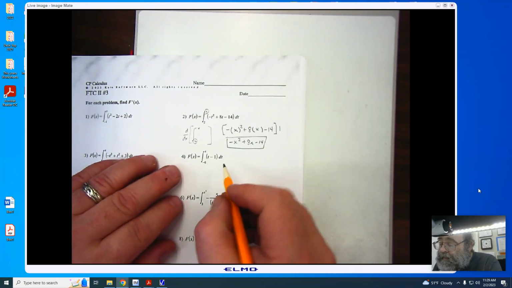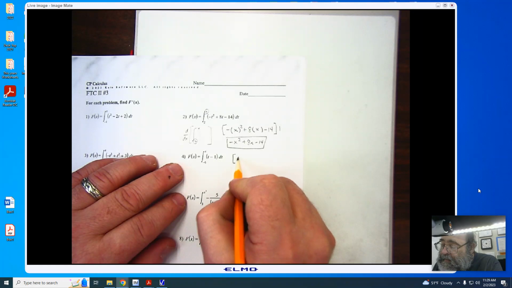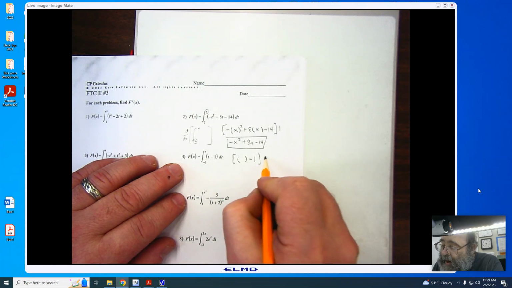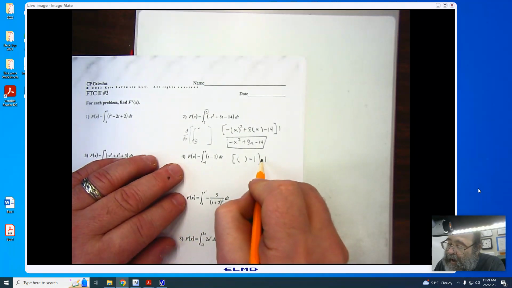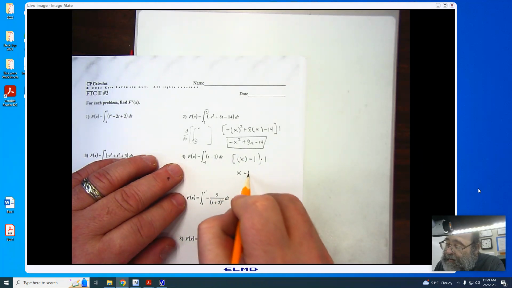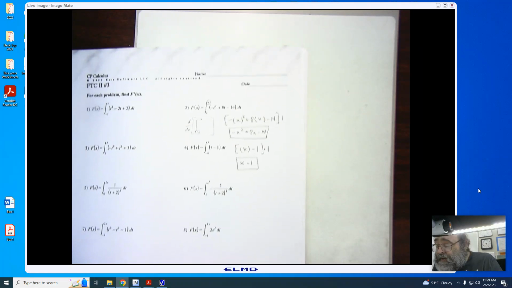Let's go to number 4. Once again, we're going to take away the t, and in place of that t, we are going to put the x, and then multiply by the derivative of the x. We end up getting x minus 1. Let's take a look at number 6.